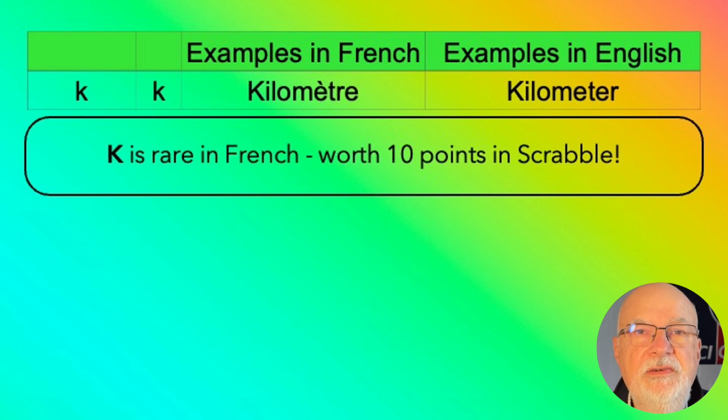K is definitely the easiest of the three. As you can see in this chart, K in French is exactly the same as K in English. K is very rare in French. It occurs in words with a Greek origin, where kilo means 1,000, like in kilomètre or kilogramme, kilometer, kilogram. And it also occurs in words that come from the English, such as cake.